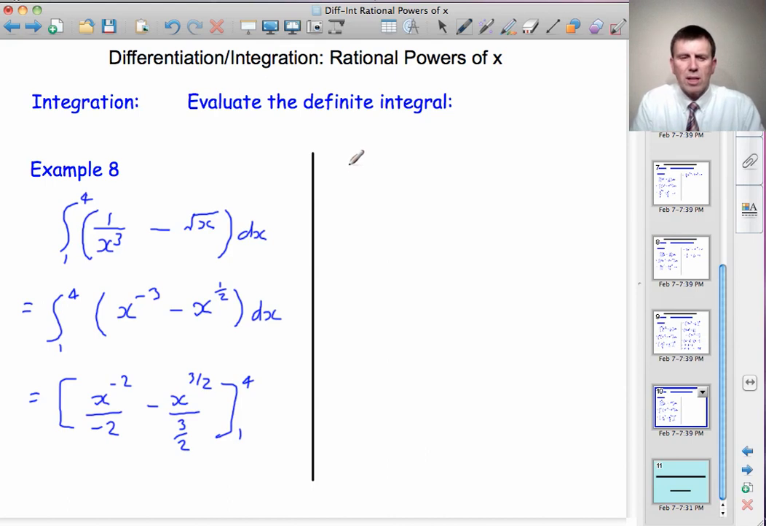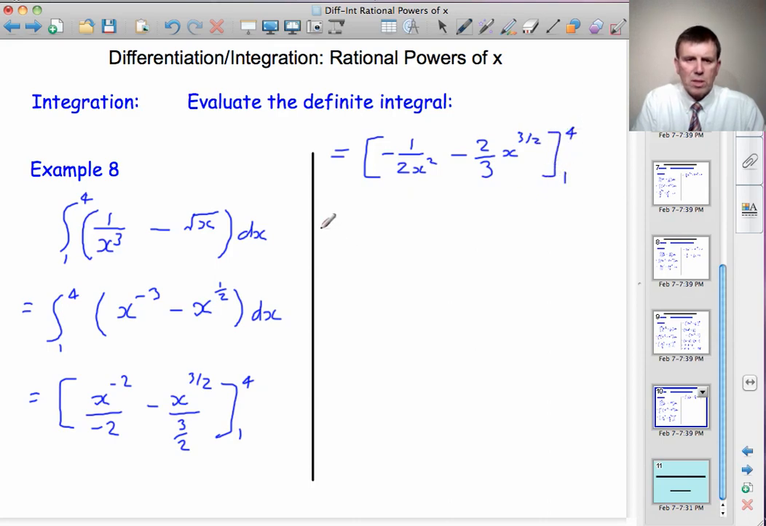Before we substitute in, let's tidy up the bracket. 1 divided by minus 2 is minus 1/2, and we may as well take the x to the minus 2 back downstairs and become minus 1 over 2x squared. Minus, to divide by 3 over 2 we multiply by 2/3, so it's minus 2/3 x to the power 3 over 2. Now we can substitute in the values.